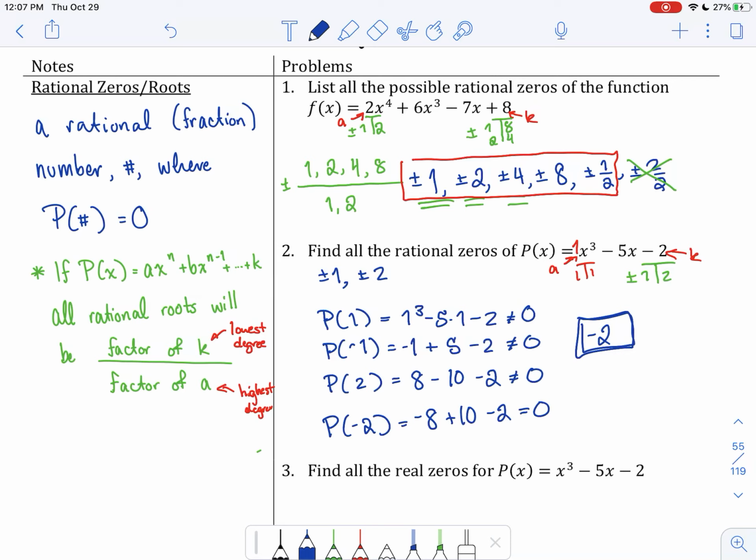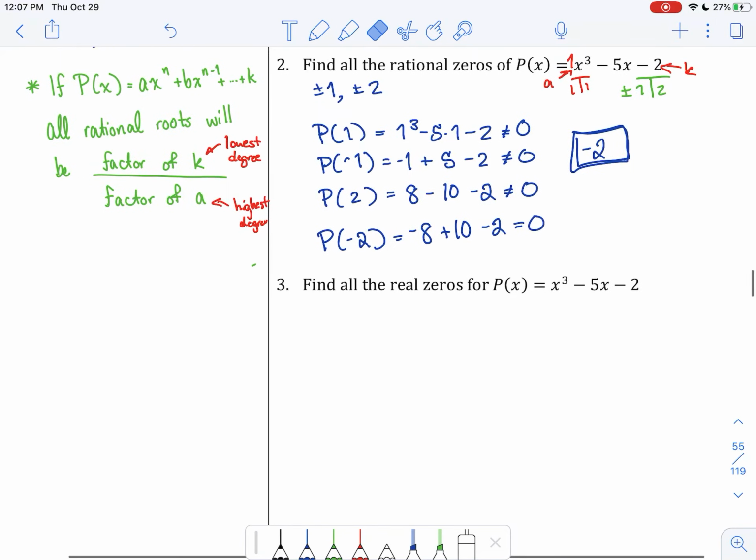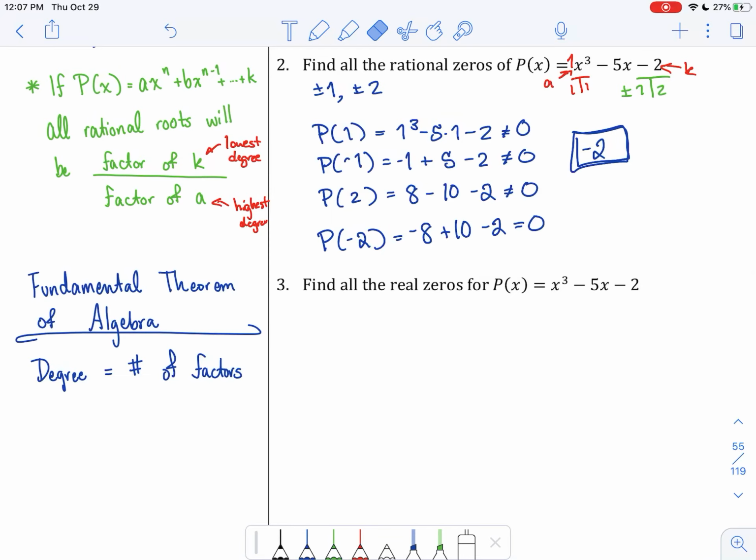However, we would guess, based on this polynomial, x cubed minus 5x minus 2, that there would be more zeros. This is because of the fundamental theorem of algebra, which says that the degree is equal to the number of factors. Factors can be rational numbers, real numbers, or complex numbers, and some of those factors might be repeated, like they might have multiplicity. But here I only have 1 zero right now, and I expect there to be 3.